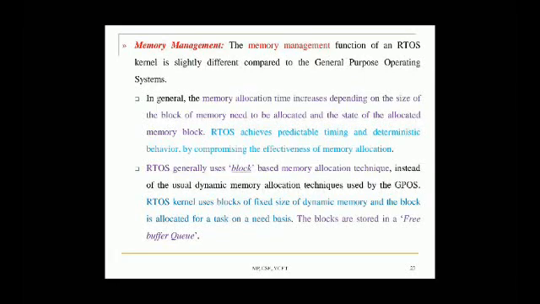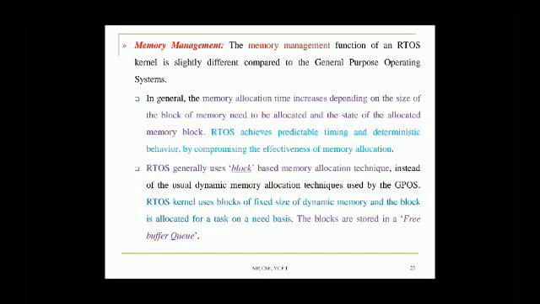Let's get into the memory management function of an RTOS. Here, RTOS memory management functionality is quite different in comparison to a general purpose operating system. In a general purpose operating system, the memory allocation time basically increases with the size of the block of memory, and depends on the state of the allocated memory block. So there is a possibility of delay or non-deterministic timing behavior with respect to access to that particular memory block. To avoid that, the RTOS divides the entire memory into blocks of fixed memory size, and these blocks will be available in the free buffer queue.